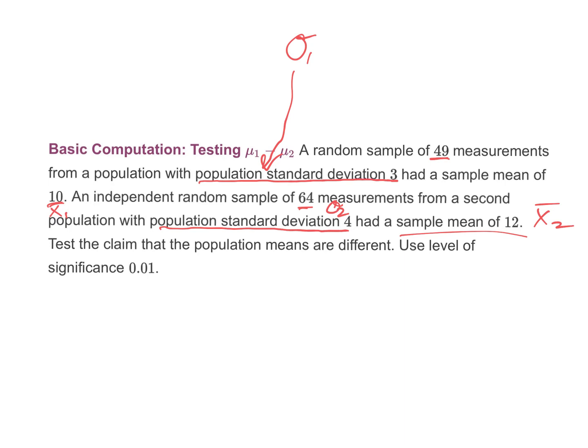And our claim. We're going to test a claim that the population means are different. That means in our alternate hypothesis, we're going to use not equal to, and we're going to use a level of significance of 0.1. So notice this problem gave us everything. The problem we did before gave us data pieces. Go back and get our significance level, which is 0.1.